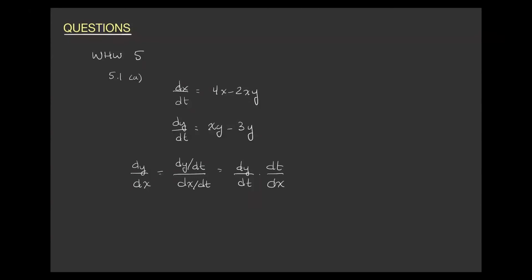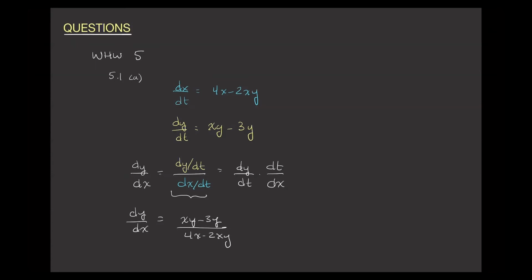And the reason you would want to see it this way is, well, we know individually what dx dt and dy dt are. So you would just write now dy dt is exactly this, and then dx dt is this. And that gives you xy minus 3y divided by 4x minus 2xy. And now you've got a first order differential equation, and it's just in terms of x and y.